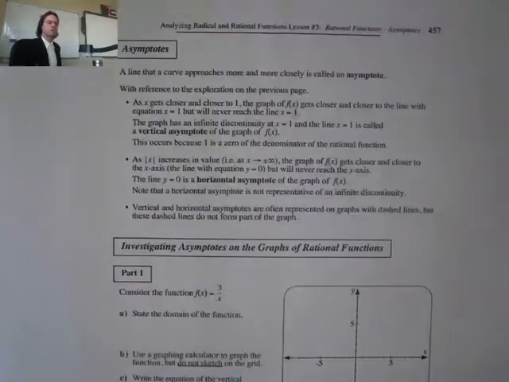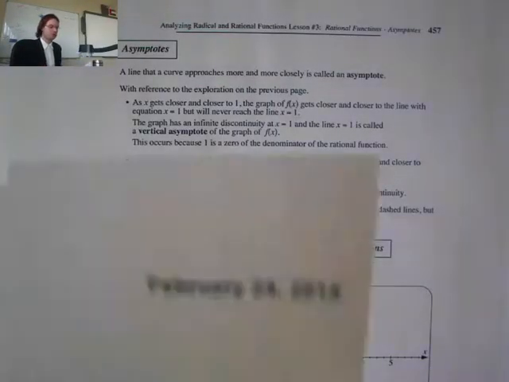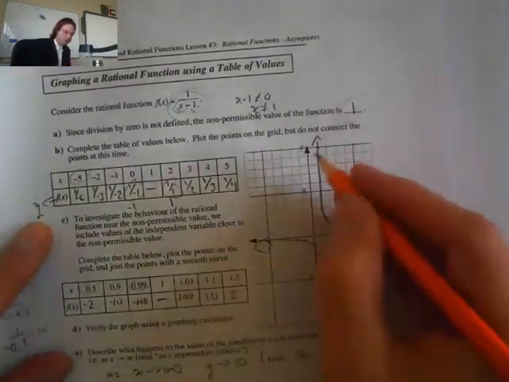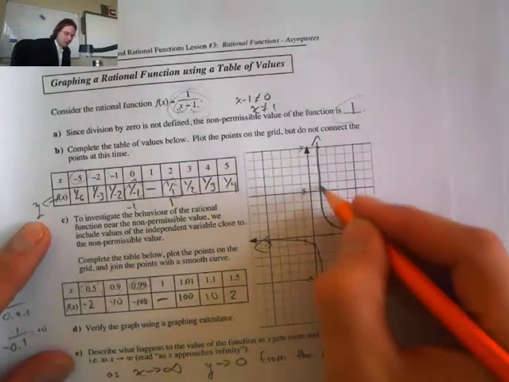Okay? So now let's review what we learned about asymptotes there. So in this question here, we had a vertical asymptote right here. Okay?